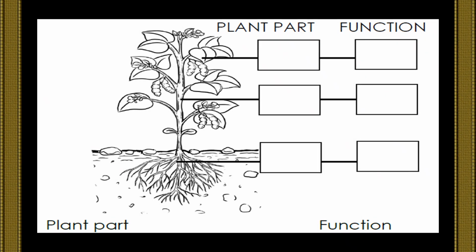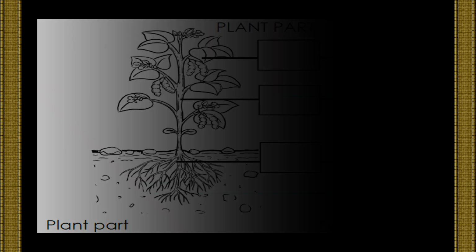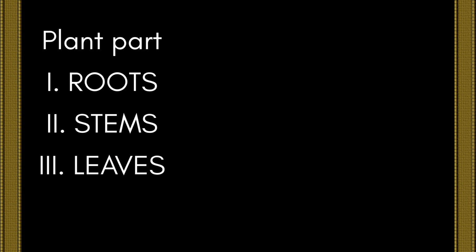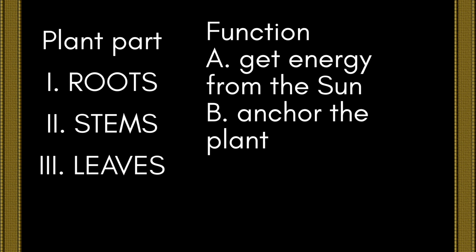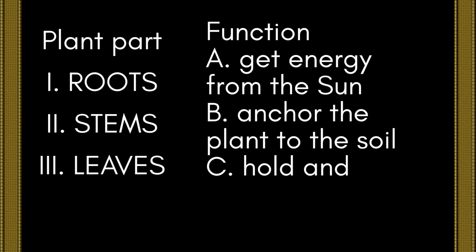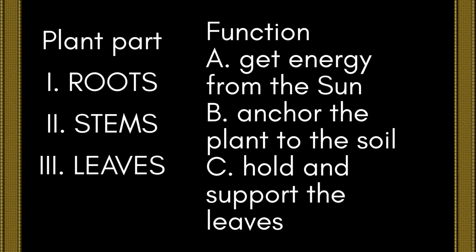We have here plant part and a function. Plant part: 1 roots, 2 stem, 3 leaves. A. Get energy from the sun. B. Anchor the plant to the soil. C. Hold and support the leaves. What is your answer? For the roots, letter B, anchor the plant to the soil. Next, stem: hold and support the leaves. And letter A for number 3, get energy from the sun.